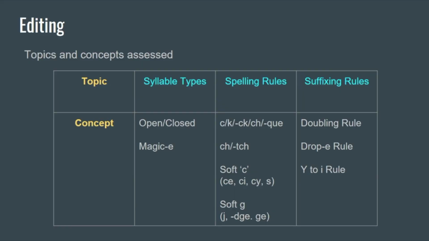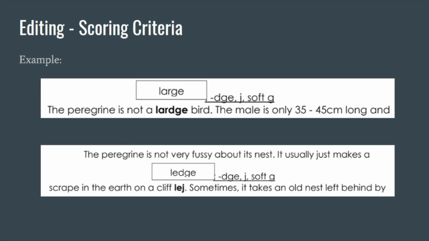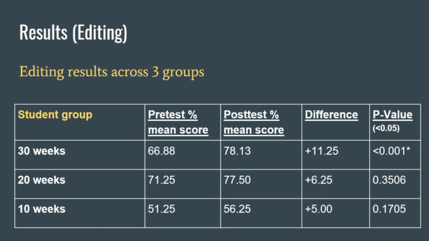So these were more or less the topics that were taught to the students and tested in the entry and exit test. These are sample questions whereby students are required to apply the concept of spelling rules, soft G and DGE, in their attempt to correct the spelling of the words. So 1 mark is given for that. The results demonstrated that those who have been supported for 30 weeks, again, showed significant improvement.